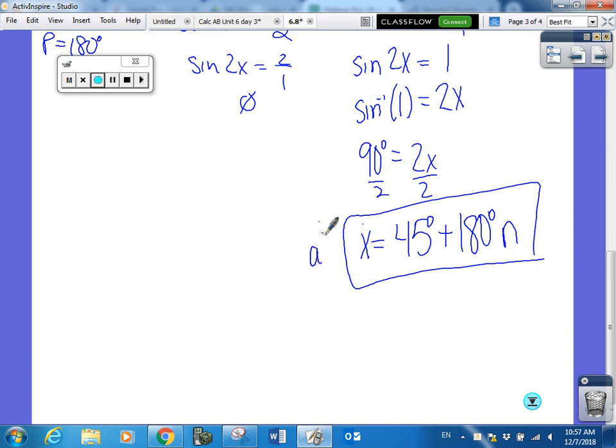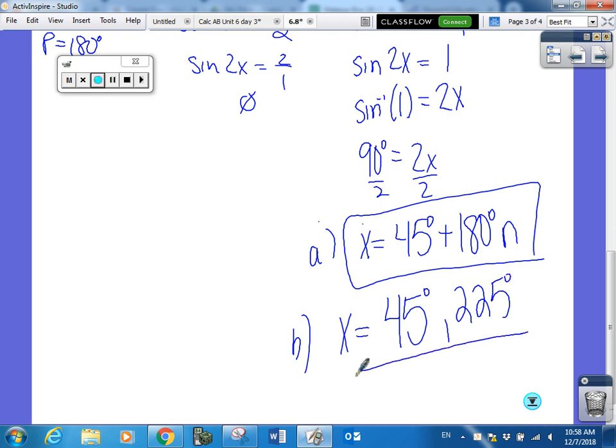Then for letter B, how many answers are we going to have between 0 and 360? 2. Because 45 plus 180, we have to add and subtract the period until we're too big or too small. Subtracting is too small, we can go one more time and still be between 0 and 360. Remember, when that period is not 360 or 2 pi, and we're looking between 0 and 360 or 0 and 2 pi, then you're going to have more than just those solutions. So you have to add and subtract the period till you're too big or too little.